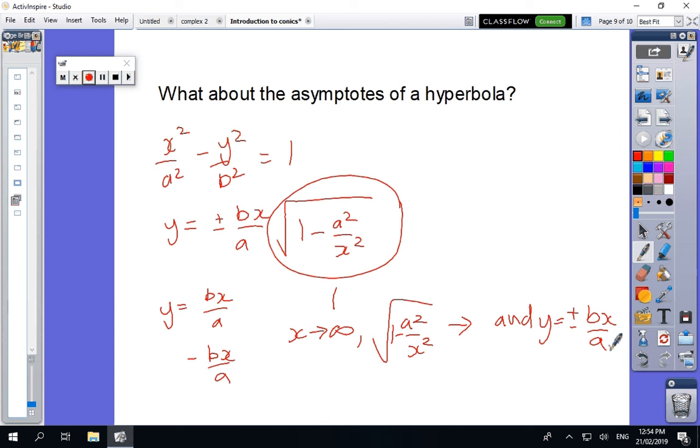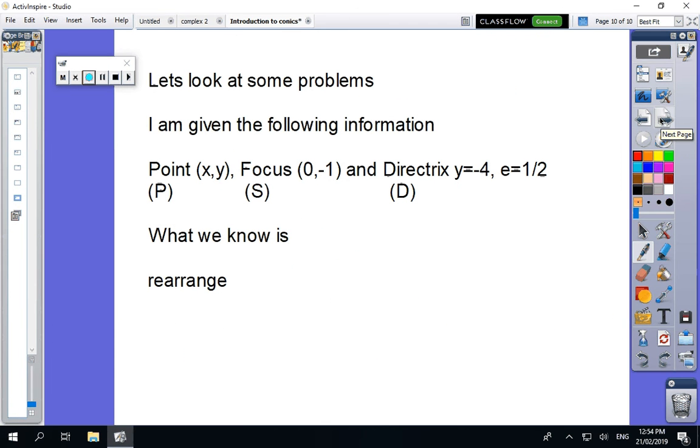There is one more formula that we need to look at, and we can do this through a problem. So basically I'm given the problem that for any point x and y, the focus is (0, -1) and the directrix is y = -3, and it has an eccentricity of 1/2. I've labelled these P, S, D. To get e we have PS, the distance from the point to the focus, over PD, the distance from the point to the directrix, which should equal 1/2.